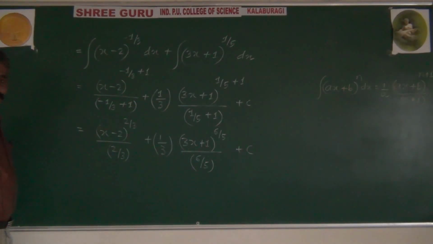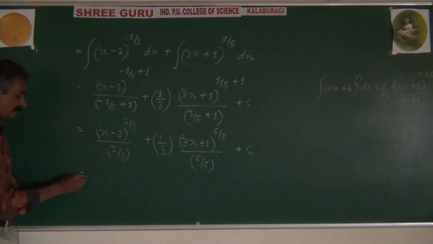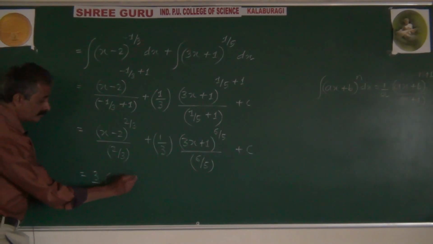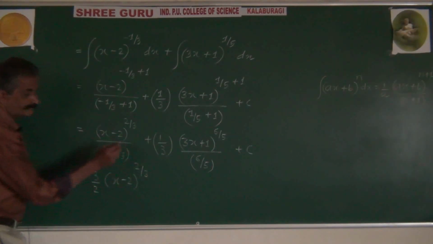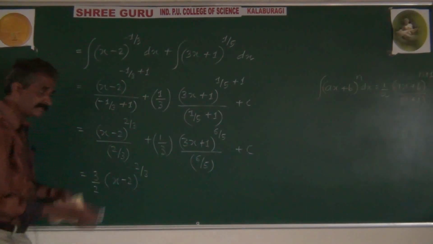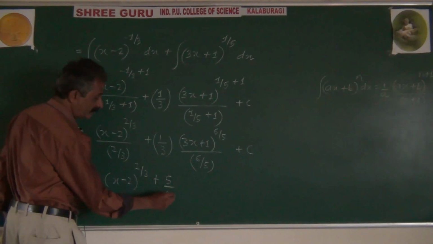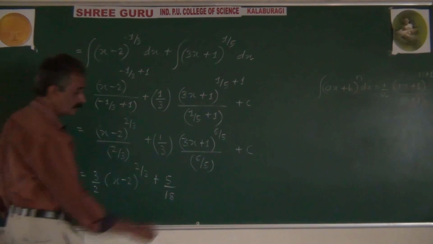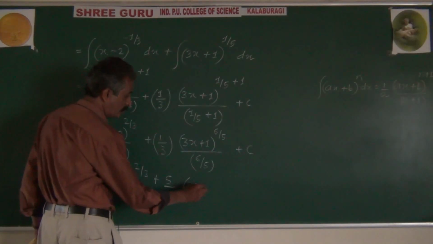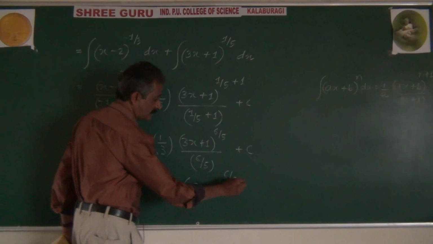And if you want one more step, you can continue. 3 will go to the numerator, here 5 will go to the numerator, so it is 3 by 2 into (x minus 2) to the power 2 by 3. Here 3 into 6 is 18. That is the same as 5 divided by 18 plus 5 divided by 18 into (3x plus 1) to the power 6 by 5 plus constant.